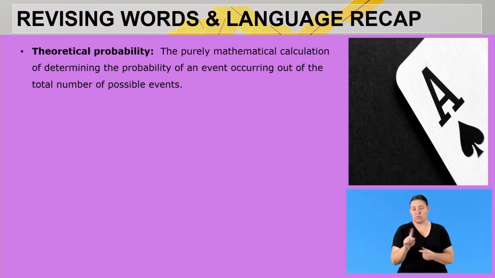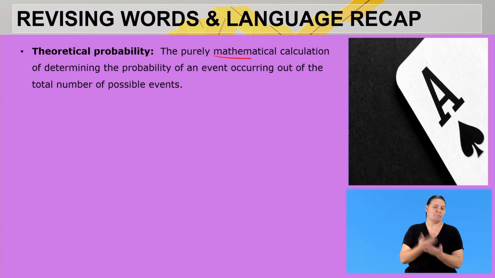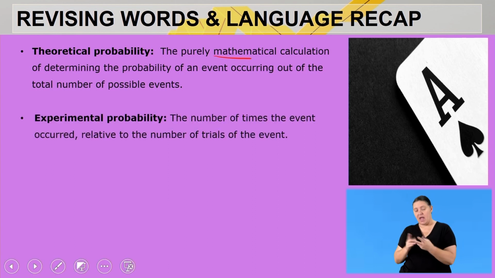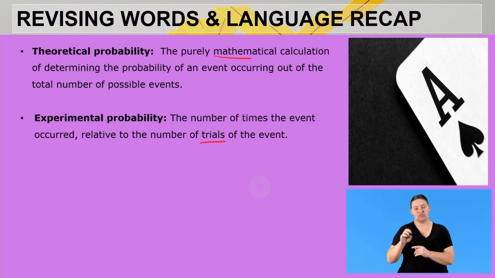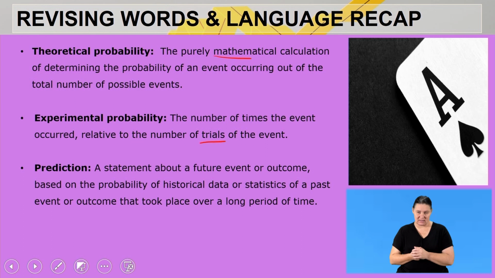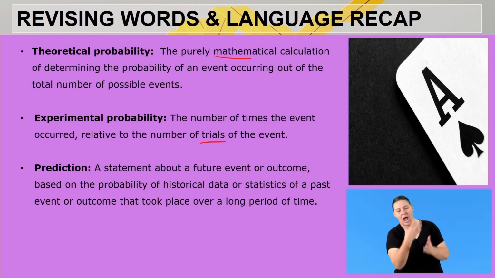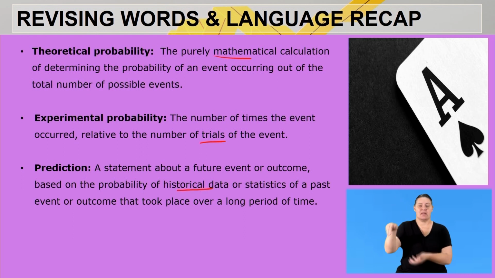So we have what we call theoretical probability. That is a purely mathematical calculation of determining the probability of an event occurring out of a total number of possible events. Then we also have what we call experimental probability. This refers to the number of times the event occurred relative to the number of trials of that specific event. Then prediction is a statement about a future event or outcome based on the probability of historical data or statistics of a past event or outcome that took place over a long period of time.